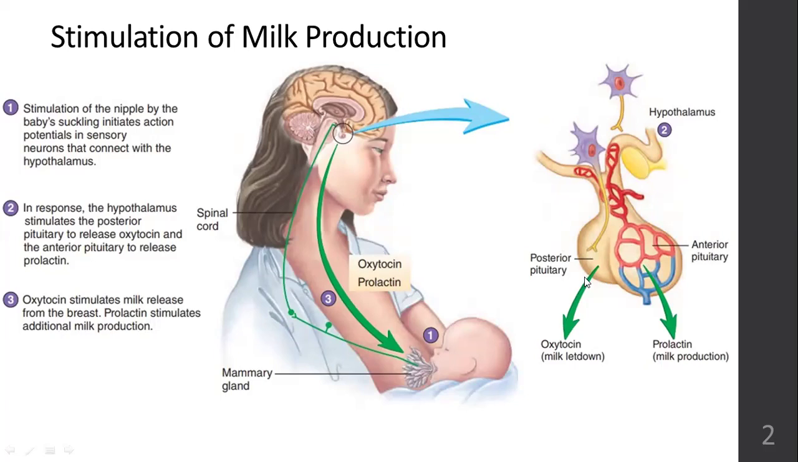Otherwise also, even when the child is not sucking on the mother's nipple, but even if the mother hears the child crying, that also initiates a similar kind of response in which the mother's pituitary gland will secrete oxytocin. Any stimuli that leads to the secretion of oxytocin will lead to letting down the milk. So this is how the milk production is stimulated and the milk letting down is also stimulated. Is it clear to all?